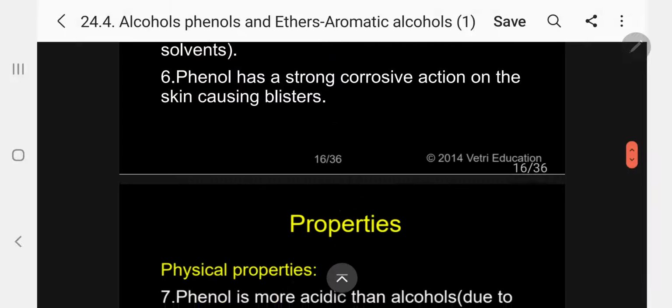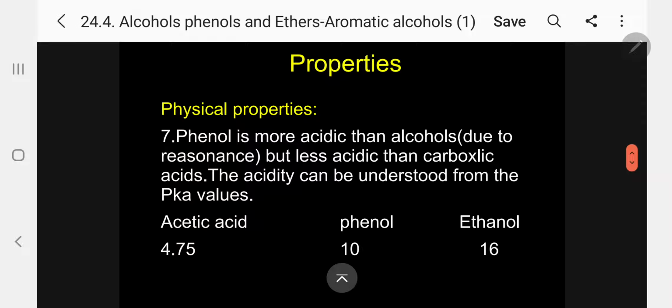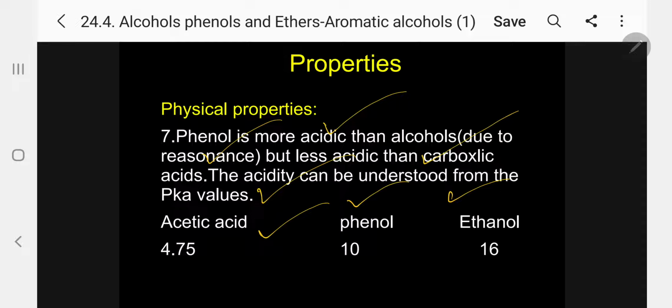Next one, number 7. Phenol is more acidic than alcohol. When you compare it to alcohol, phenol is more acidic due to the resonance structure, but less acidic than carboxylic acid. The acidity can be understood from the pKa values: acetic acid, phenol and ethanol.